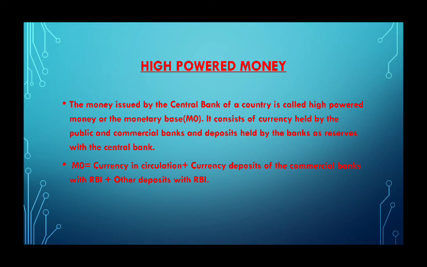Why it is called high powered money? Anyone? See, it is called high powered money because it is the monetary base, and all the decisions of the government regarding the money supply and money demand is taken keeping this high powered money in mind. It forms the base depending upon which all the decisions, all the policies are formed, and that is why it is called high powered money.